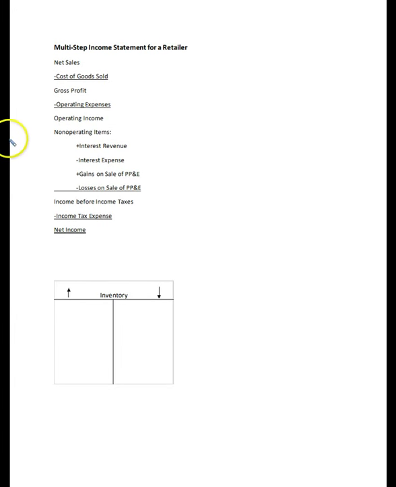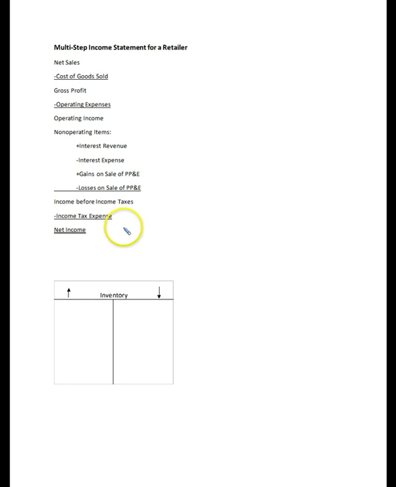In this recording, we're going to briefly talk about accounting for a retailer and a couple of the special issues dealing with that. And then also we'll talk about how to get started on your accounting information systems case. Accounting for a retailer.